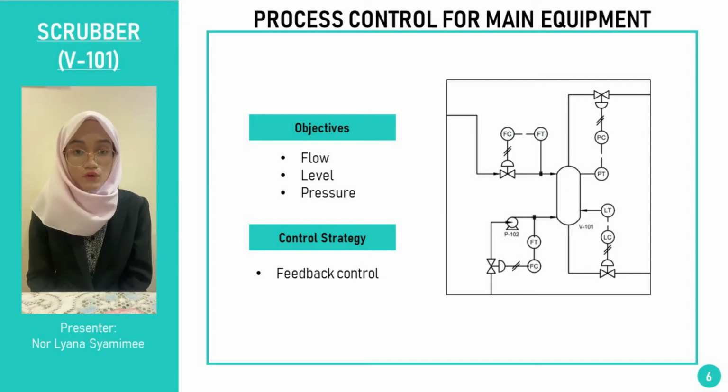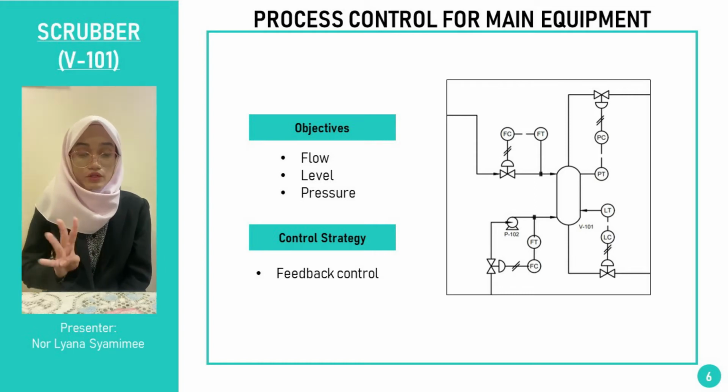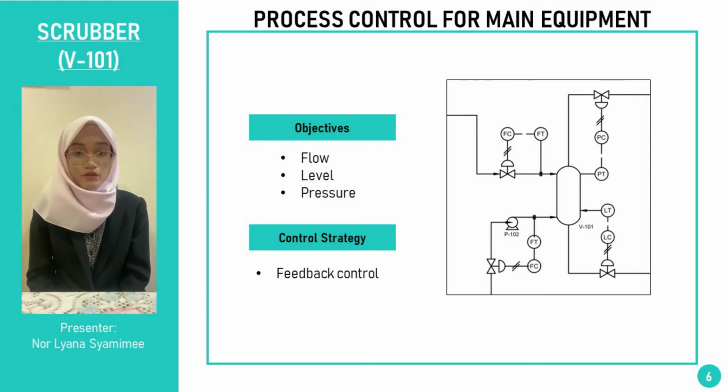Second, to control the flow of the carbon dioxide and ethanol that enters at bottom inlet stream 8 by using a feedback controller at 26,532.657 kg per batch. Third, to control the level of the liquid hold up at the bottom part of the scrubber by using a feedback controller to avoid flooding. And the last one, fourth, to control the pressure of the scrubber at 1 bar by using a feedback controller.